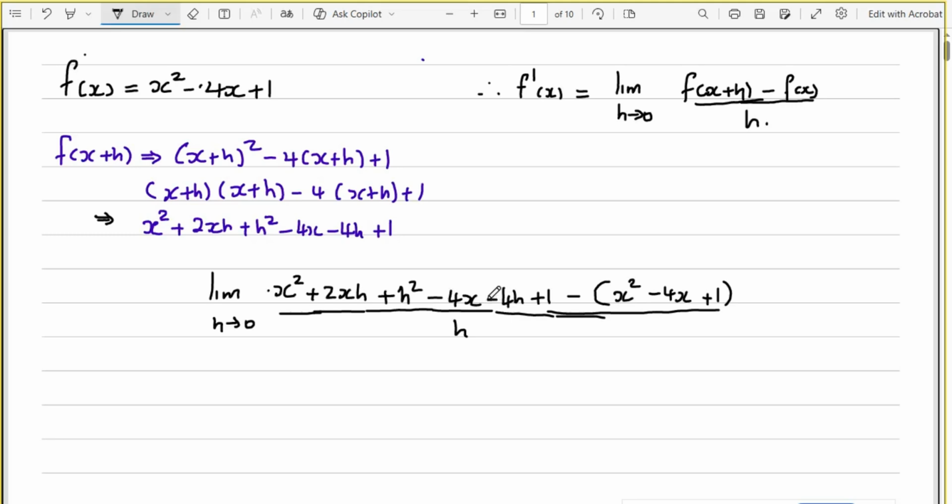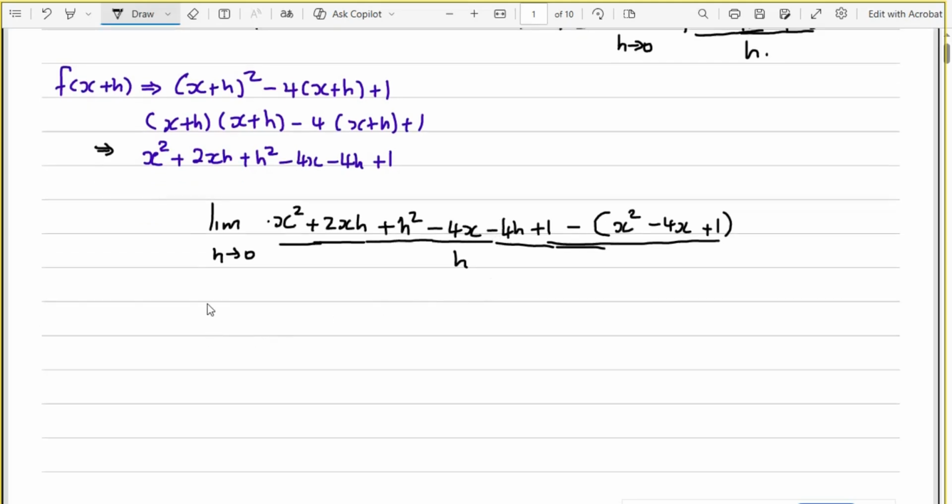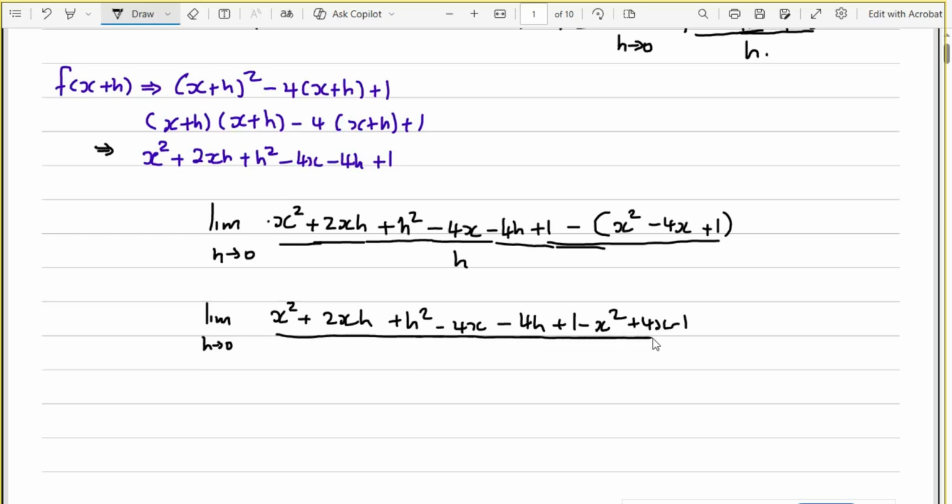So now, what do I get when I multiply out the brackets? Let me just multiply it. The bracket is going to be negative x squared minus 4x minus 1, plus 4x, all over h.